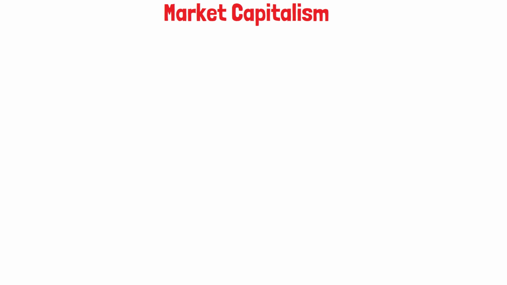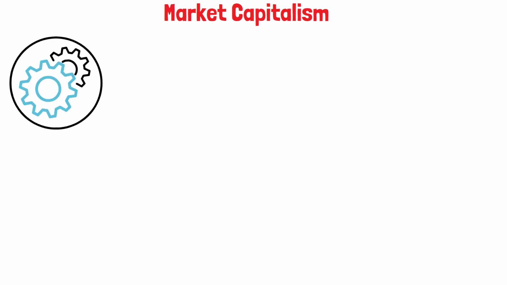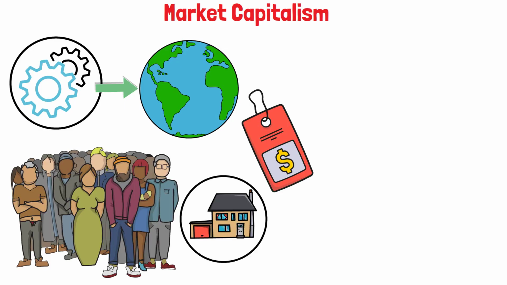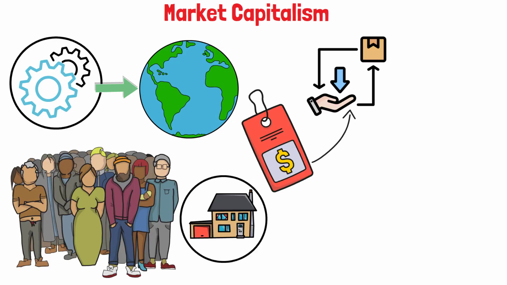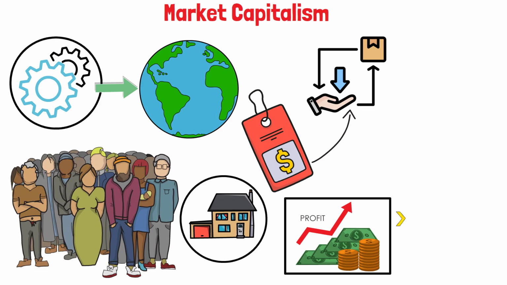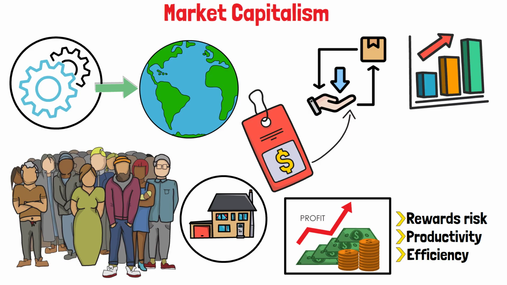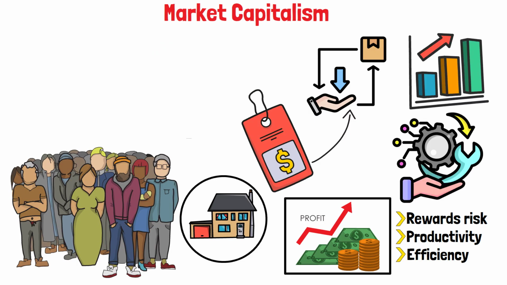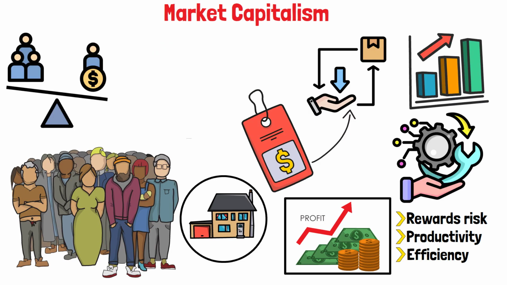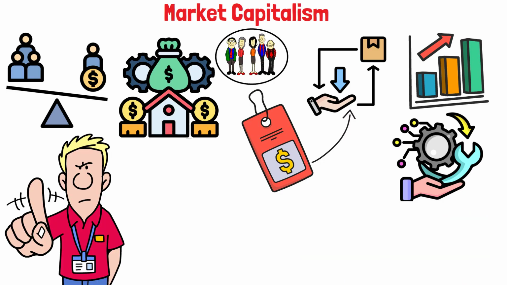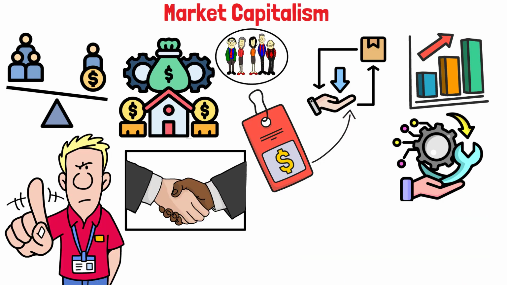Market capitalism. This is the dominant system in much of the world today. Private individuals own property. Prices are set by supply and demand. Profit drives innovation. Capitalism rewards risk, productivity, and efficiency. It creates rapid growth and technological progress, but it also creates inequality. Those who own assets benefit far more than those who sell labor. Capitalism doesn't promise fairness. It promises opportunity.